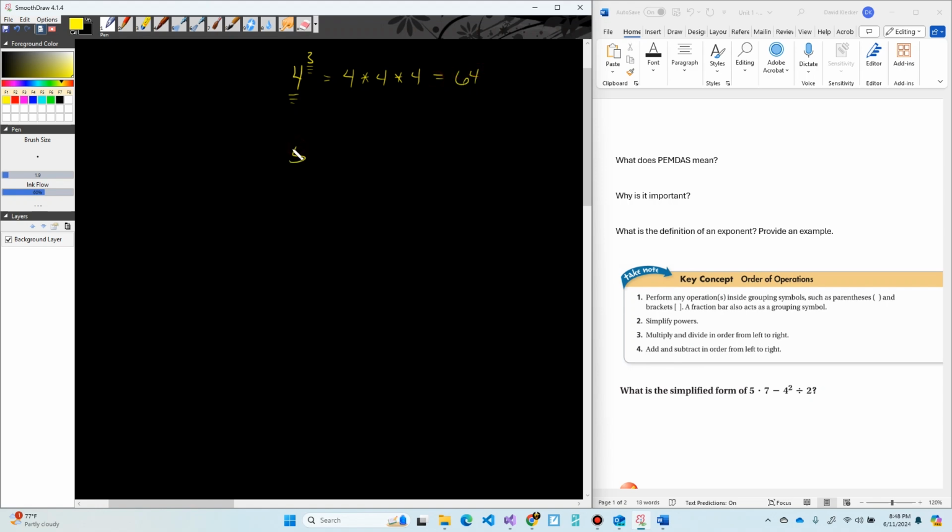It would be the same if I had 5 to the 5th power. That would be equal to 5 times 5 times 5 times 5 times 5. If I'm not mistaken, this might be somewhere along the lines of 3,125. I have it written down. So this is how exponents work.